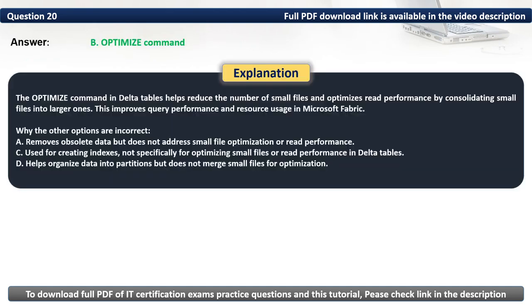The OPTIMIZE command in Delta tables helps reduce the number of small files and optimizes read performance by consolidating small files into larger ones. This improves query performance and resource usage in Microsoft Fabric.